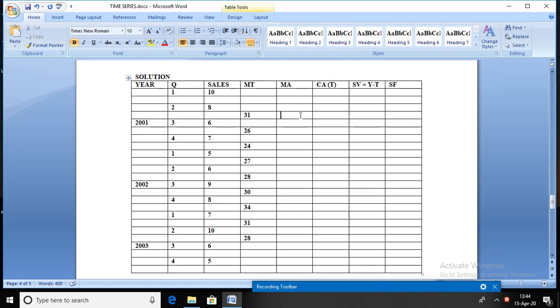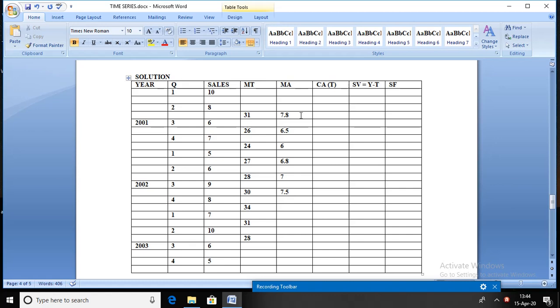So that 31 divided by 4, that's 7.8. 26 divided by 4, that's 6.5. 24 divided by 4, that is going to be 6. We have 27 divided by 4, that's going to be 6.8 rounded off. And we have 28 divided by 4, that will be 7. 30 divided by 4, that will be 7.5.